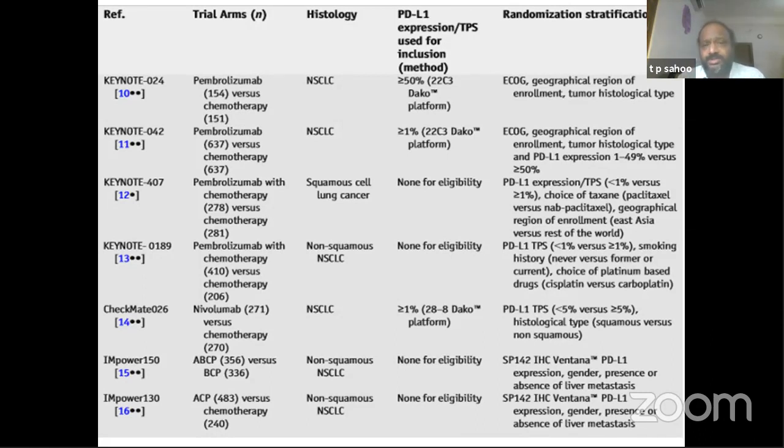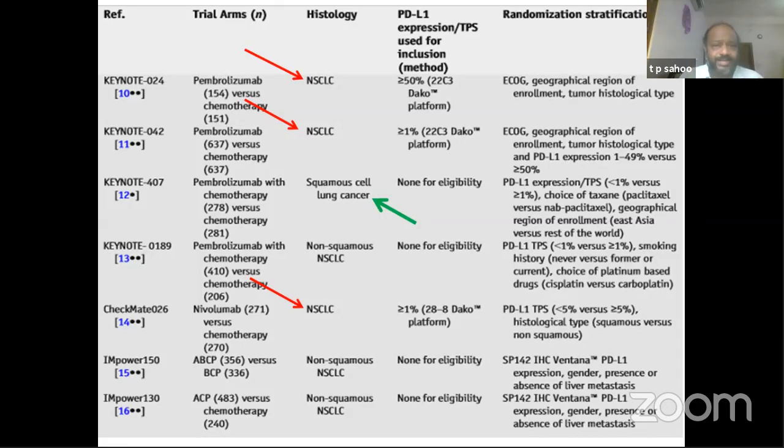I put up this slide to look concisely at what we do, because we have spoken so much about it. These three trials, the Keynote 024, Keynote 042, and the Checkmate 026, looked at non-small cell lung cancer, taking both histologies. The squamous cell alone was taken up only in one trial, that is Keynote 407. And the non-squamous was taken in for the Keynote 189, which is the most famous trial we always quote. The IMpower 150 and the IMpower 130 looked at only non-squamous. That is, there is probably more data for the non-squamous.